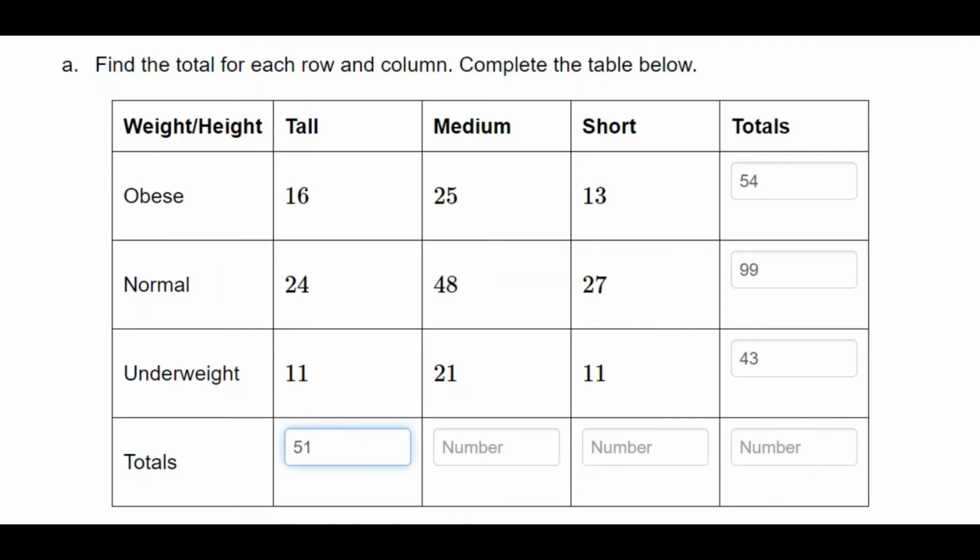In the second column, there are medium people, and they turn out to be 94. And the third column, we are computing all short people, and their total number is 51. And the grand total of all the rows and columns turns out to be 196.